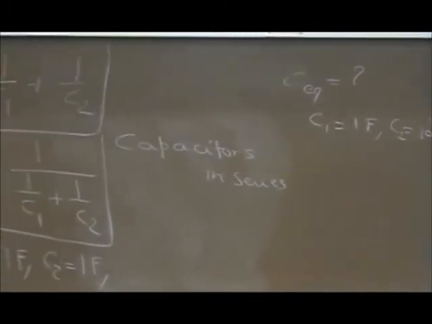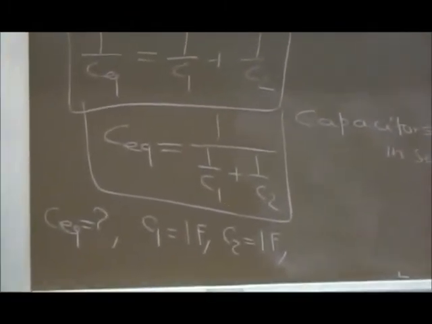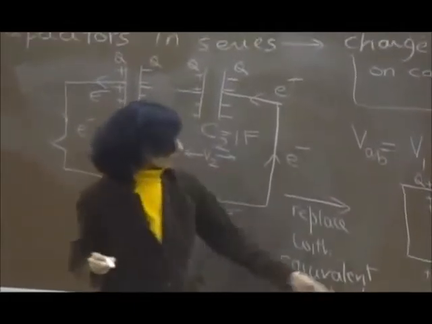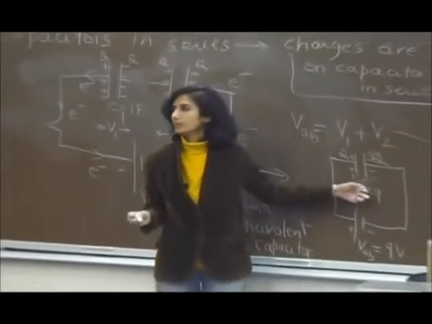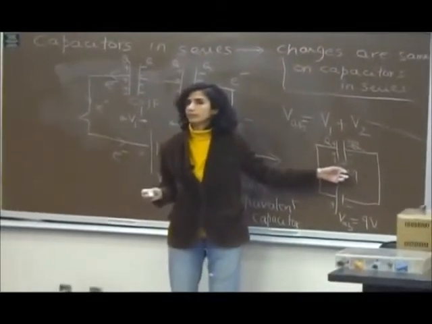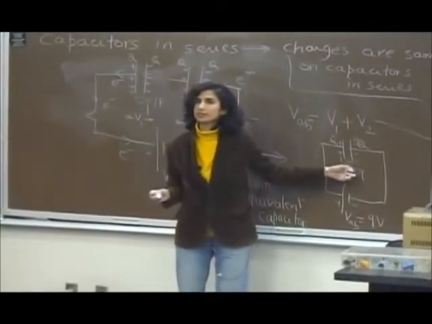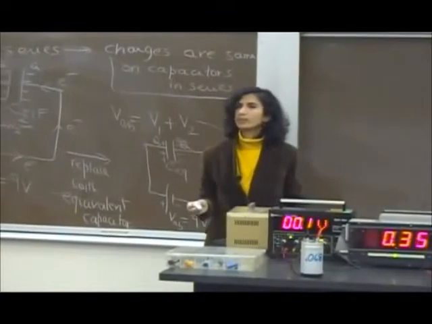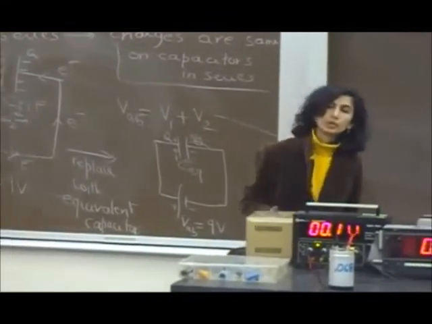Alright, somebody from the last row, answer to the first one. Two capacitors, each of them is 1 farad. This is 1 farad here, this is 1 farad here. What can I replace it with? That will be equivalent. Anybody? Go ahead please.